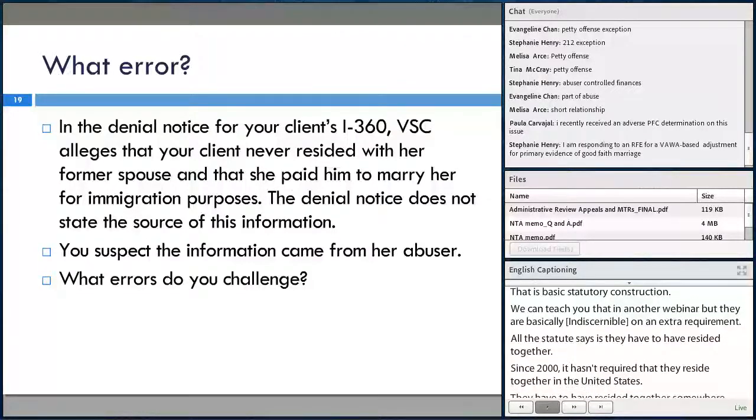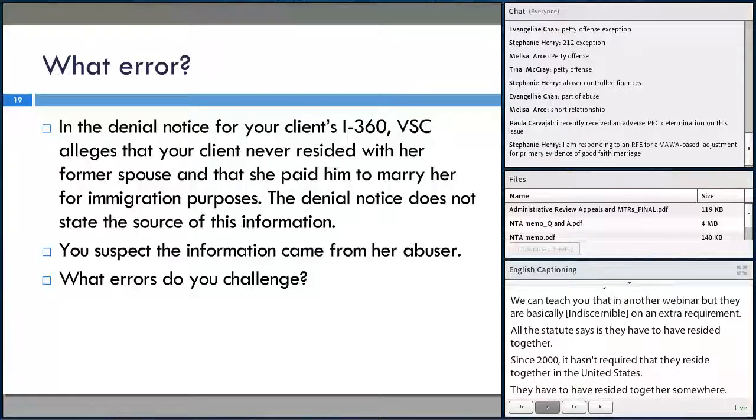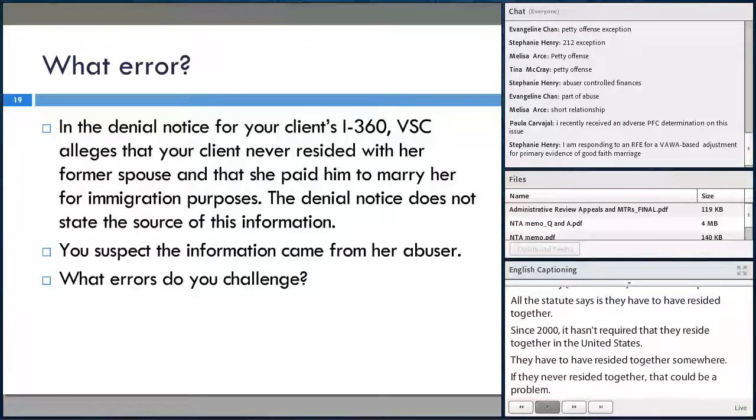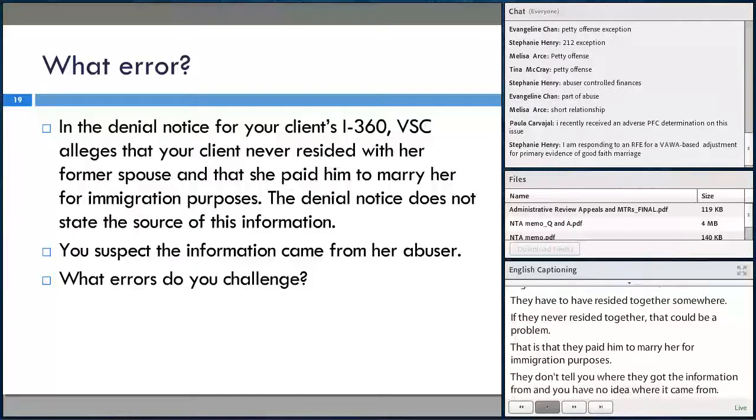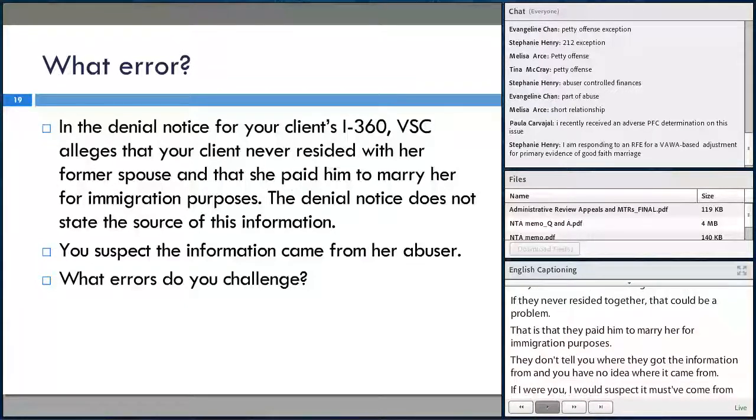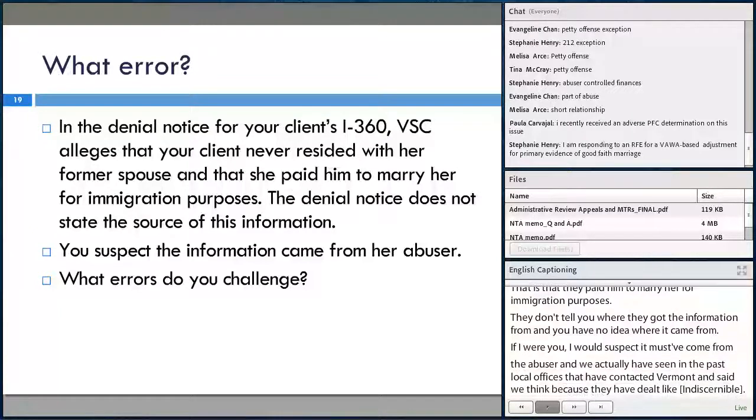The second piece of the denial here is that she paid him to marry her for immigration purposes. They don't, however, tell you where they got that information from, and you actually have no idea where it came from. So if I were you, I would suspect that this information came from the abuser. What we have actually seen in the past is local offices that have contacted Vermont and said, we think, because they dealt with, say, an I-130 based petition by the abuser, that this is a fraudulent marriage. They are basically acting as agents for the abuser.